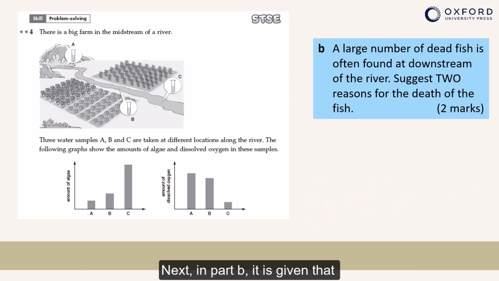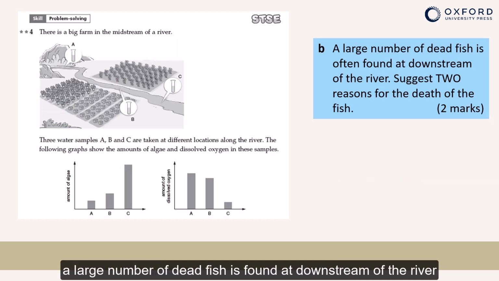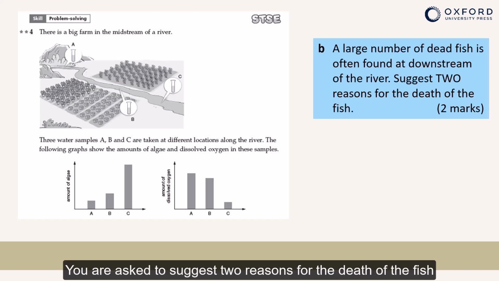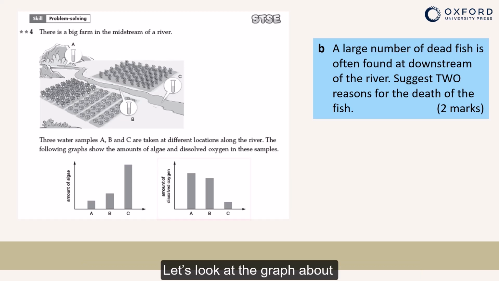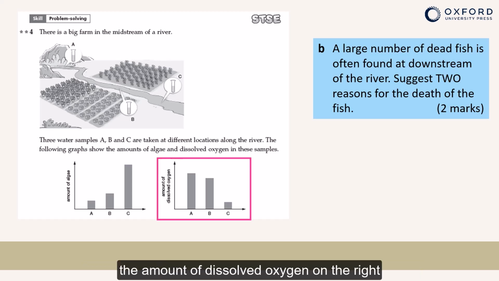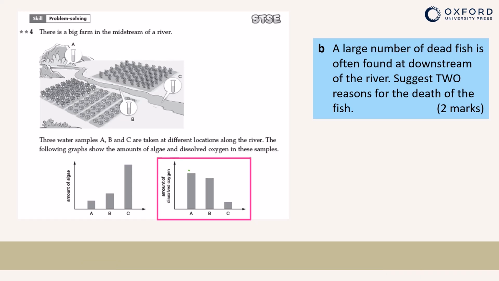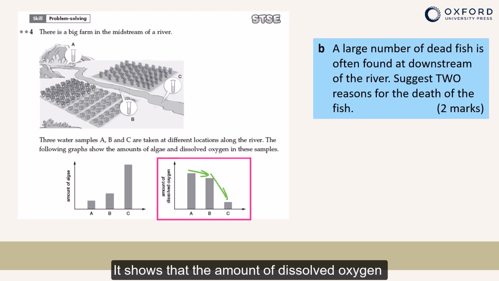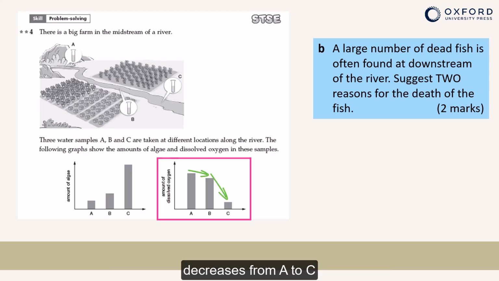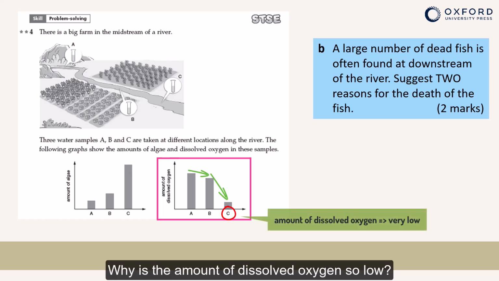Next, in Part B, it is given that a large number of dead fish is found at downstream of the river. You are asked to suggest 2 reasons for the death of the fish. Again, we have to look at the information above for clues. Let's look at the graph about the amount of dissolved oxygen on the right. It shows that the amount of dissolved oxygen decreases from A to C, and the amount at C is very low. Why is the amount of dissolved oxygen so low?